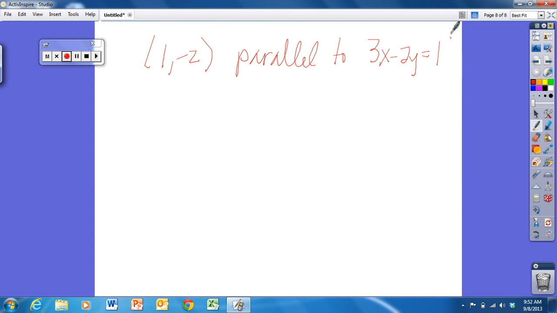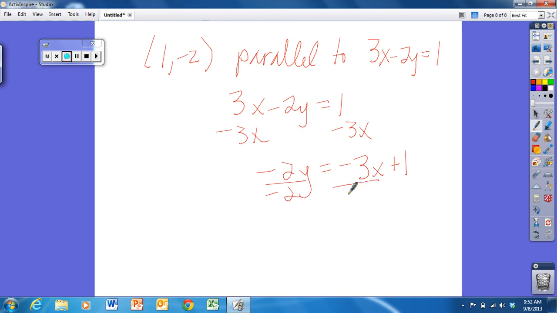Before I can do anything, I have to find the slope of this line. I don't know it yet because it's not solved for y. So I am going to subtract 3x from both sides. And then I'm going to divide by negative 2. And y equals 3 halves x. Now this part, it's actually minus 1/2 because it's a negative, oops. It's a negative 1/2.